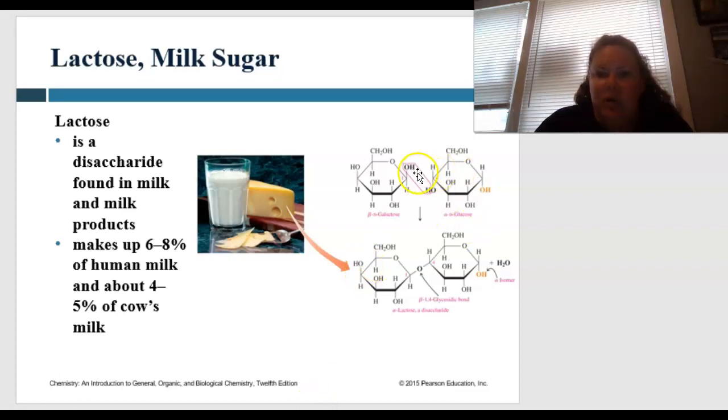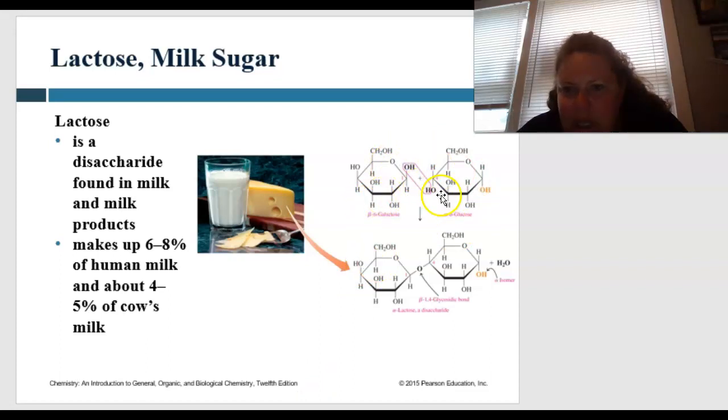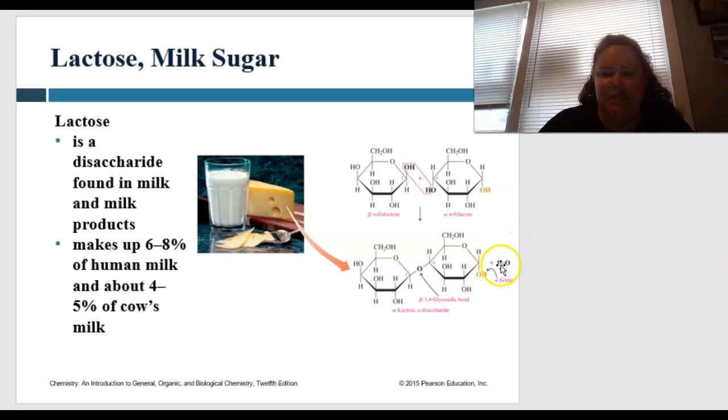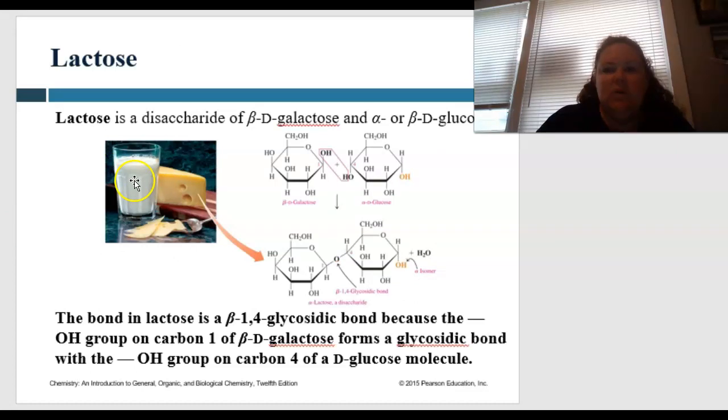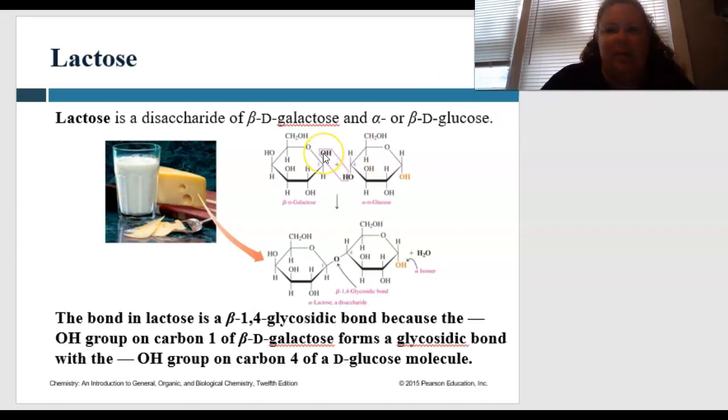And so again, we're going to be taking the OH group from a galactose and linking it to a glucose to make a lactose, okay? So again, that dehydration reaction when we're forming a water. So lactose is a disaccharide of beta D-galactose and alpha or beta D-glucose. So again, this is how we're linking them together, different formation, okay?